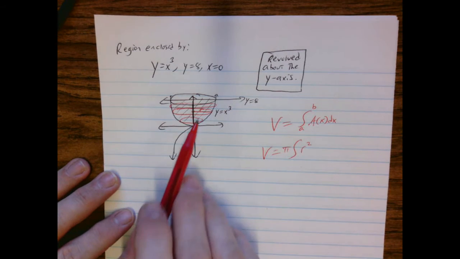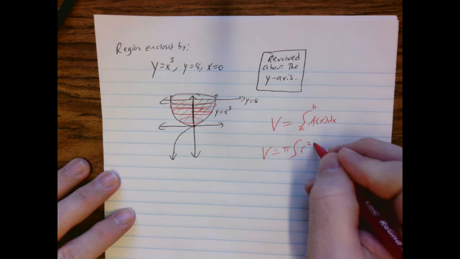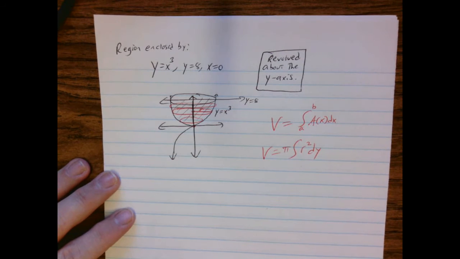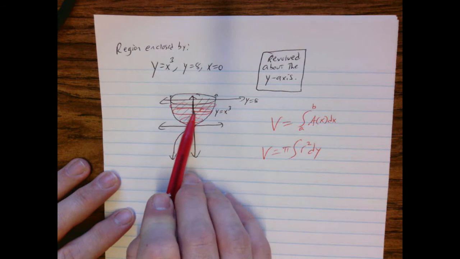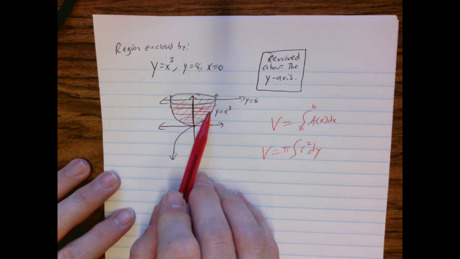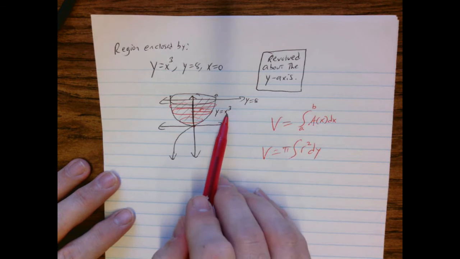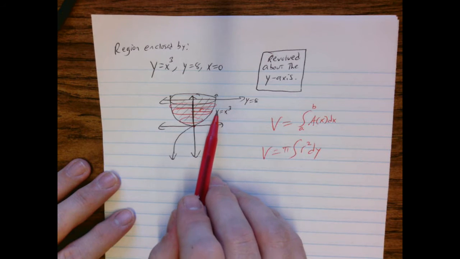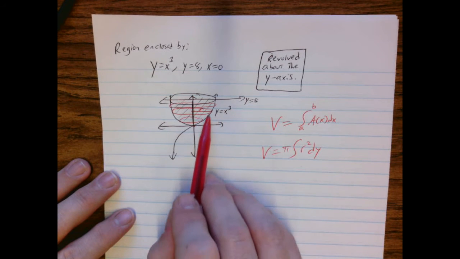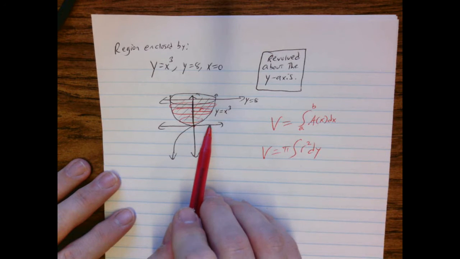In this case, though, it's going to be with respect to y. And now we have to figure out what that radius is. So we need to figure out the distance from the y-axis to the curve. I know a lot of times people's instinct is to just say, oh, it's whatever the function is. Well, in this case, the function is y equals x cubed. That's going to give us our heights, if you will, or our function values, going from the x-axis.